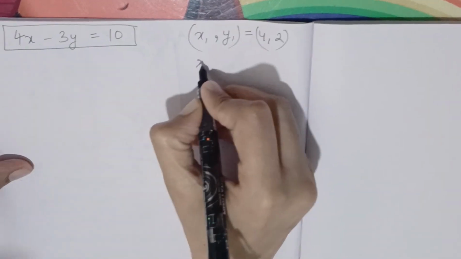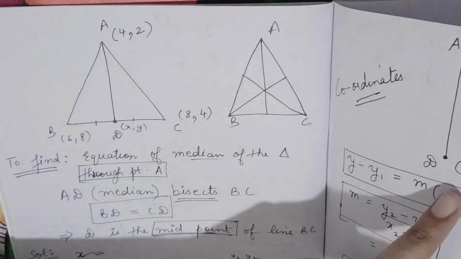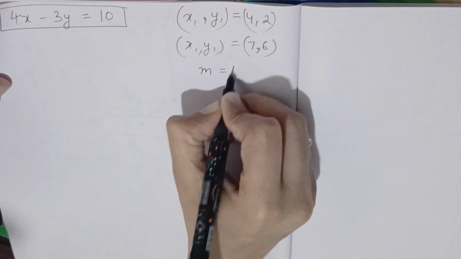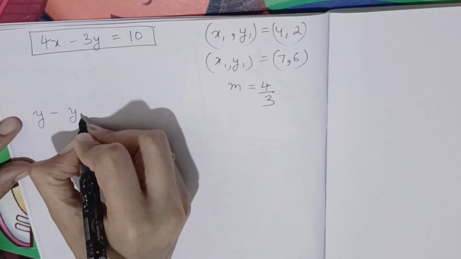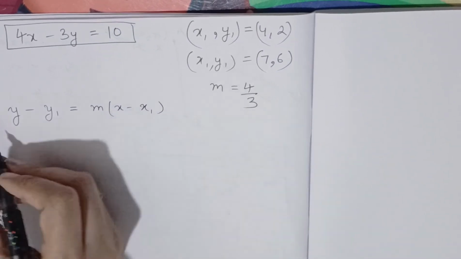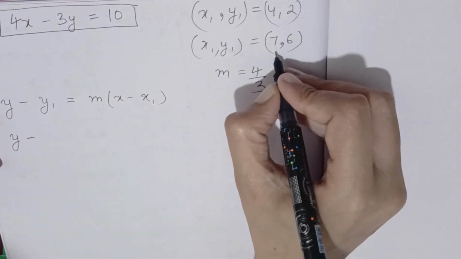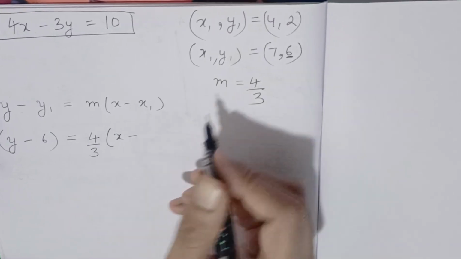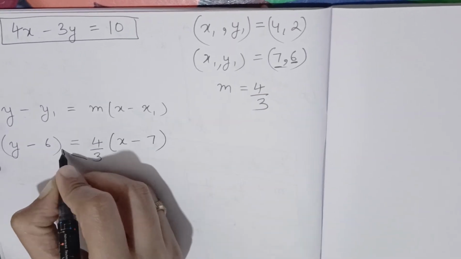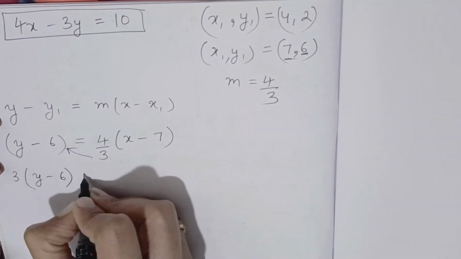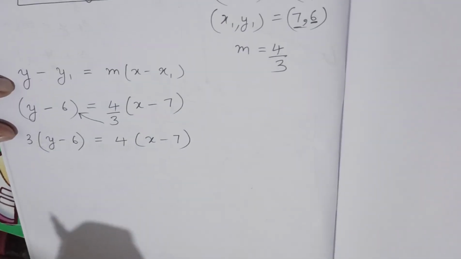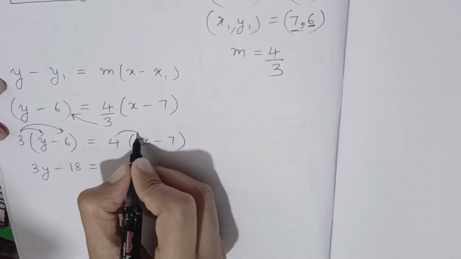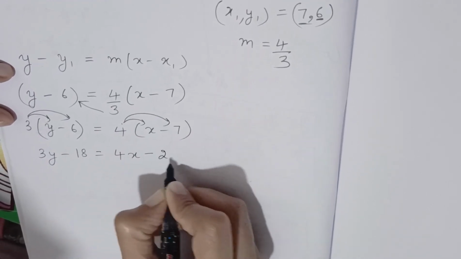Now I will use x1, y1 as 7, 6. So the slope m is again 4 by 3. So y minus y1 is equal to m into x minus x1. y as it is, y1 is 6, m is 4 by 3, x minus x1, x1 is 7. So this 3 will shift to this side. So 3 into y minus 6 is equal to 4 into x minus 7. 3 into y is 3y, minus 18. Multiply the right side: 4 into x is 4x, 4 into minus 7 is minus 28.